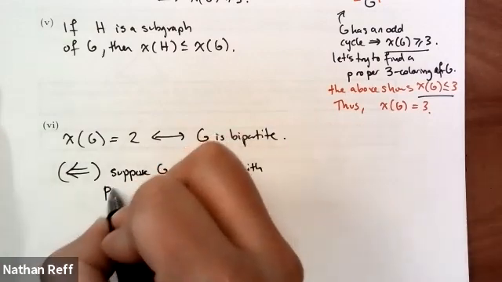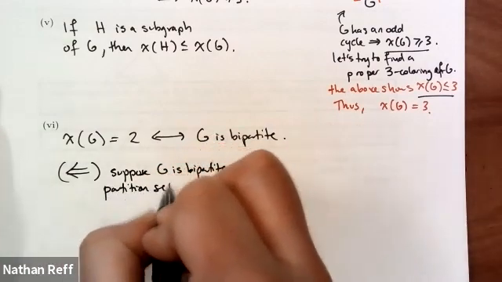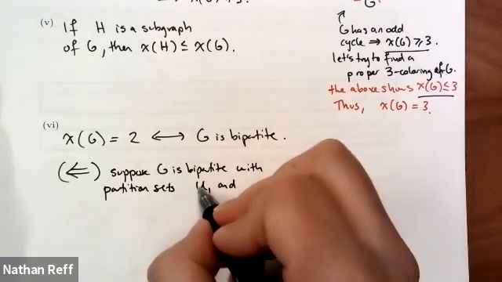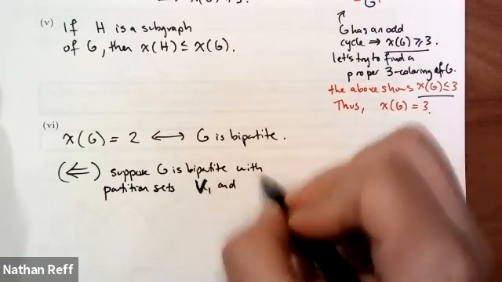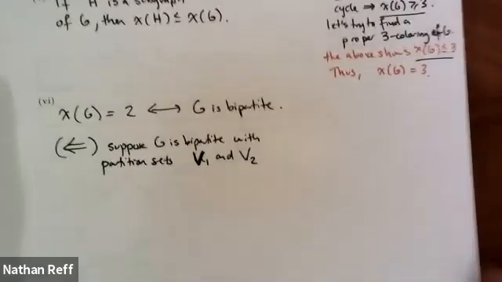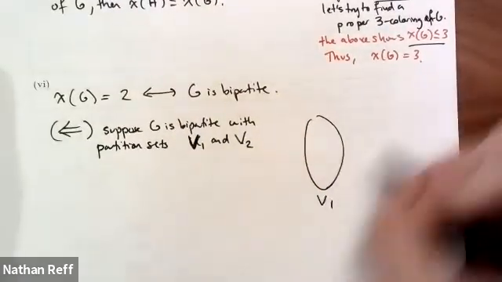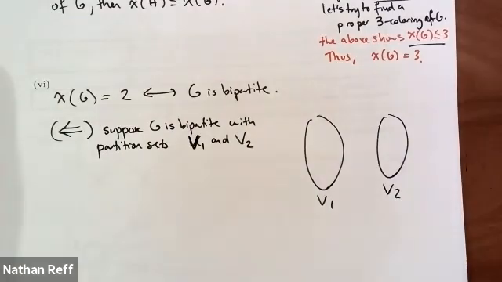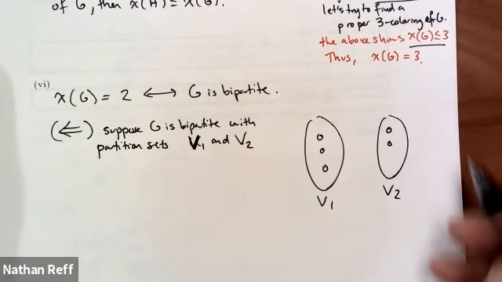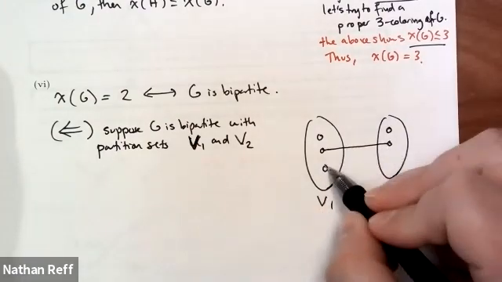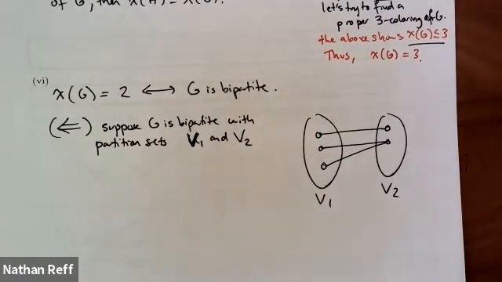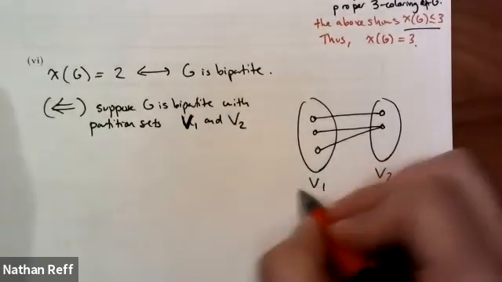With partition sets U1 and U2. I guess we could just call them V1 and V2, which is perfect because of our previous notation. Right, so I have vertices in each partition. There may be some edges, but all the edges have to go from one partition set to the other partition set. So all I have to do is color this partition.